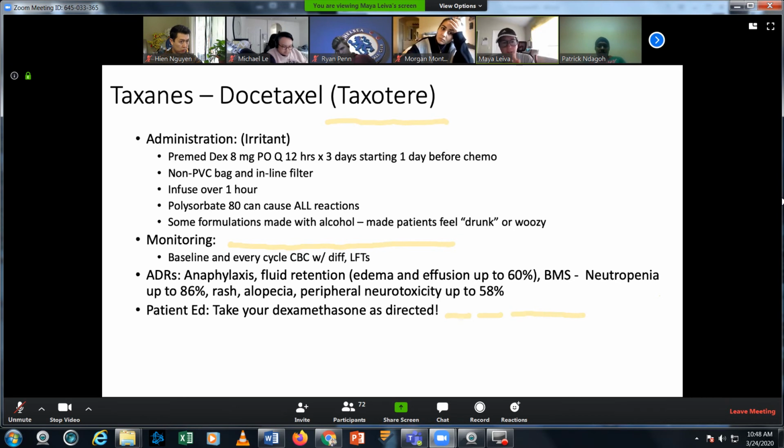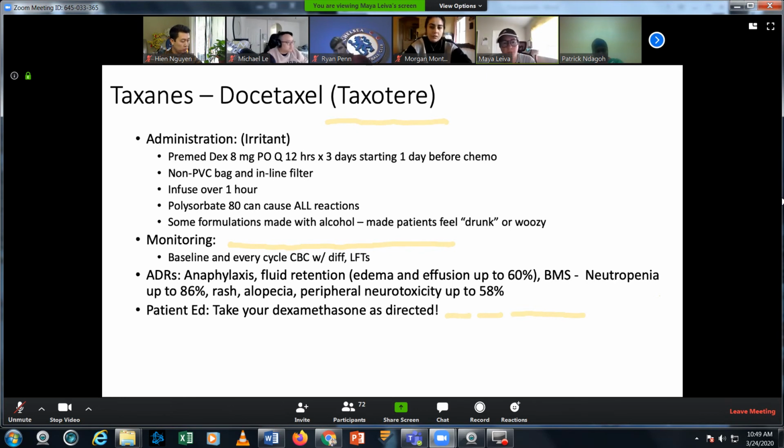We also do pre-meds. Now, I have this here, pre-med dex 8 milligrams, starting 12 hours before chemo and 3 days continuous after. A lot of places are doing away with this, CCI included, and we're just giving a single dose of dexamethasone, 20 milligrams, the day that they have chemo. The reason for that is patients can have a risk of reaction because it's not made with Cremophor EL, but it's made with a similar polysorbate 80, which tends to cause reactions very similarly to Taxol.